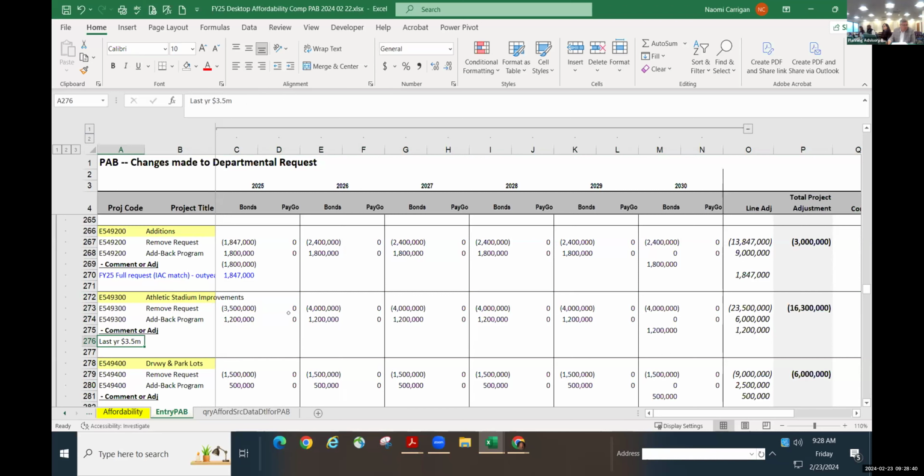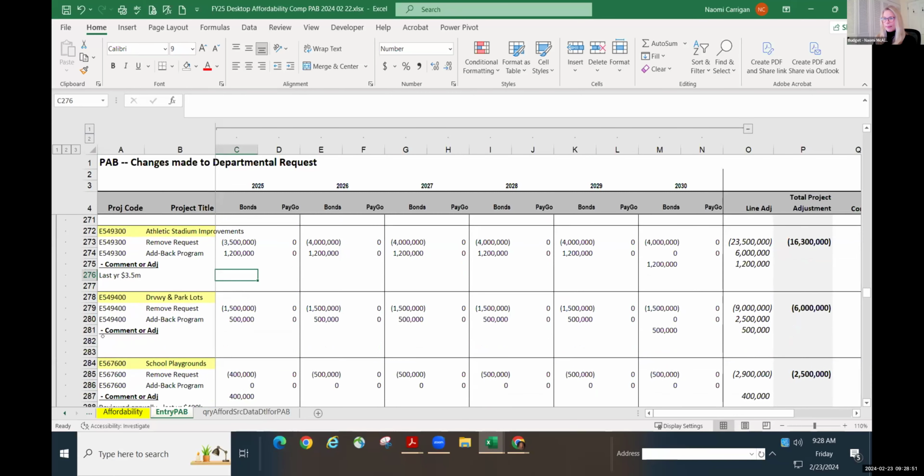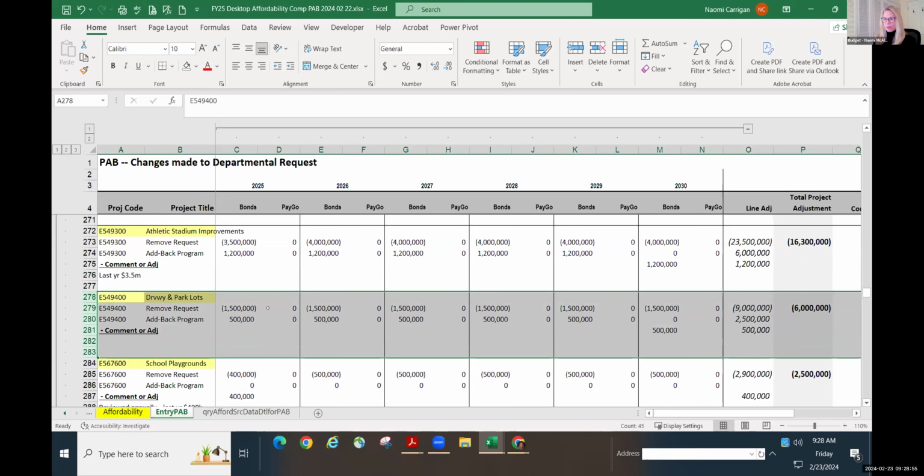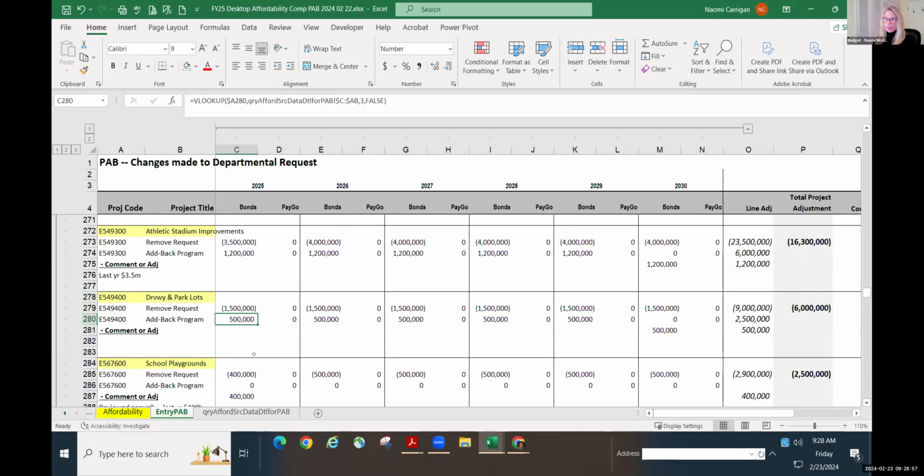Yeah, because you'd asked about the AstroTurf. Yeah, I think last year they were doing two or three AstroTurf fields instead of one a year. So, okay, back to plan on that one. Driveways and parking lots, requesting 1.5 million a year, brought back to plan at 500,000 a year. Agreed.